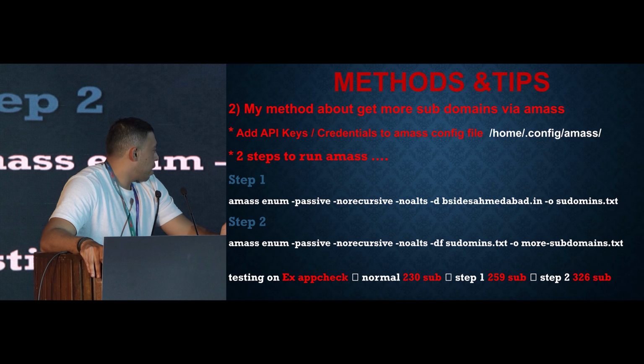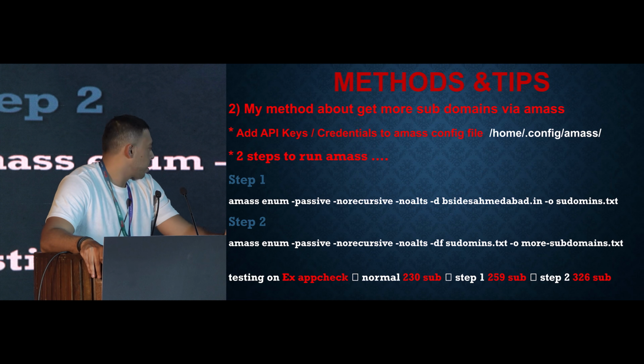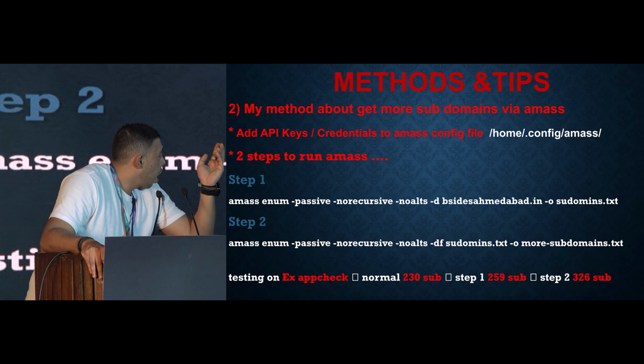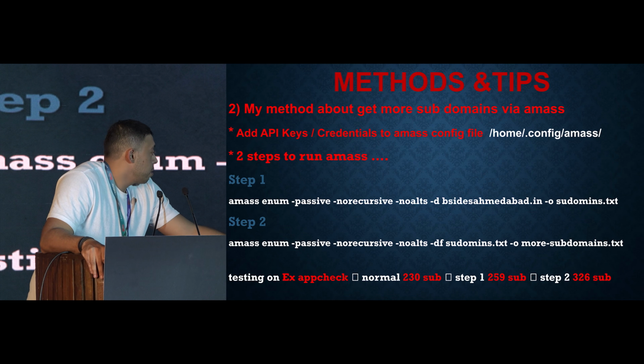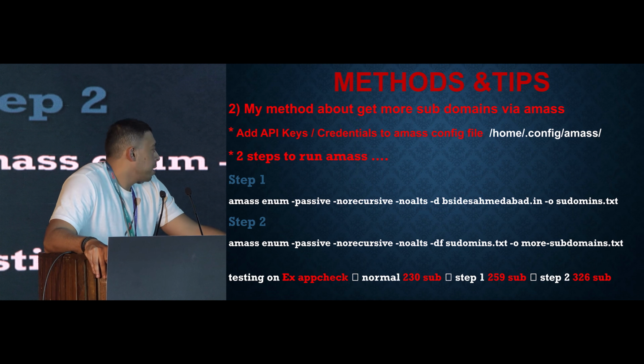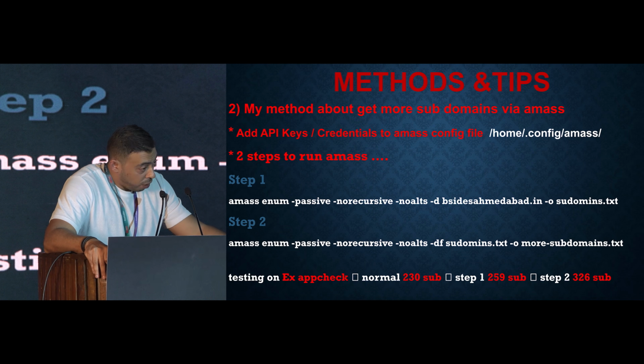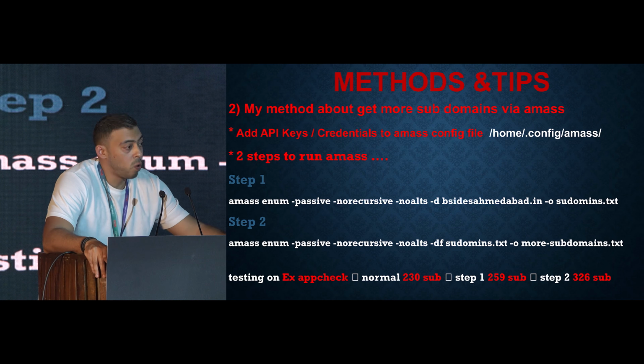So I checked it 2 or 3 days ago on a normal target. Without adding the API keys to the config, I got just 230 subdomains. After I edited the config file, I got 259. So now we are speaking about 30 more subdomains, which is a good number for 200 subdomains. After running step 2, I got nearly 300 subdomains. So we are talking about 100 subdomains more.